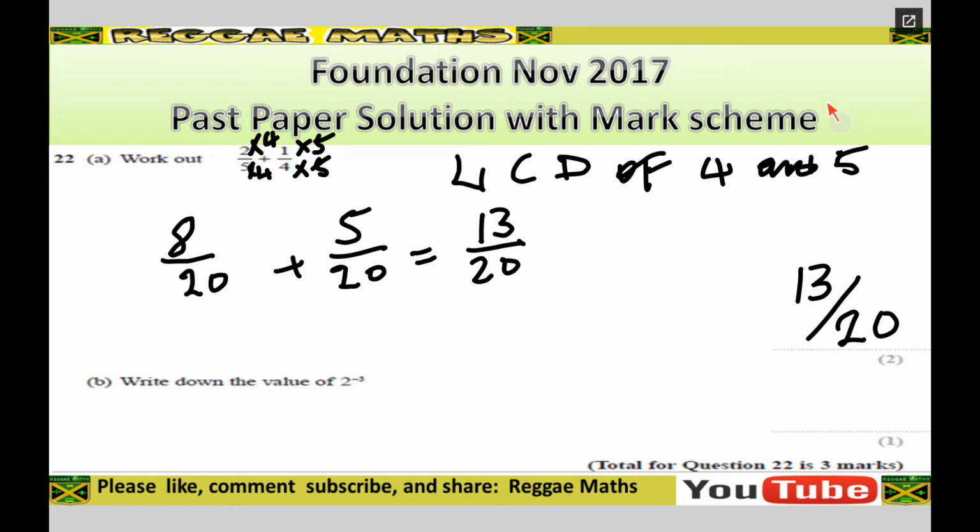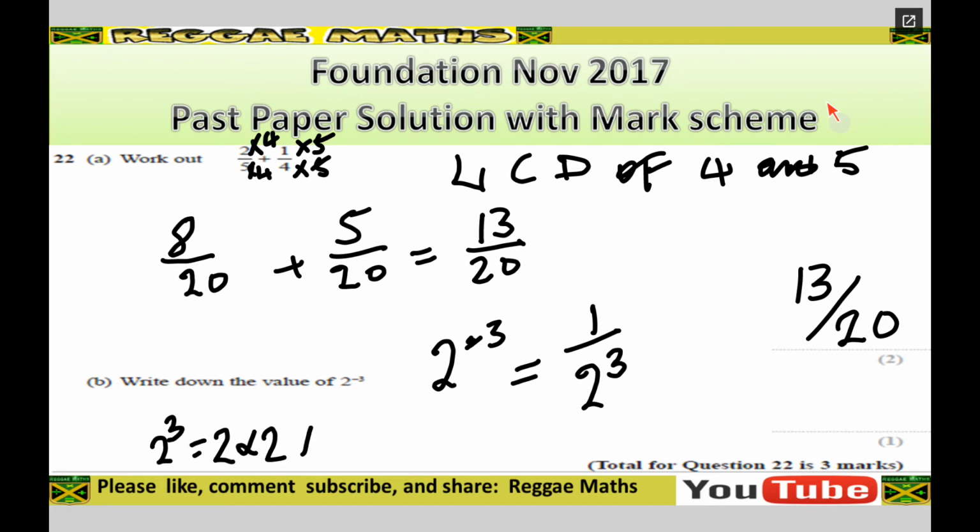Next, here we have 2 to the minus 3. We need to get rid of the minus, and to get rid of the minus, we use the reciprocal, so it's 1 over 2 to the power 3. 2 to the power 3 is 2 times 2 times 2. 2 times 2 is 4, 4 times 2 is 8. So this is 1 over 8.